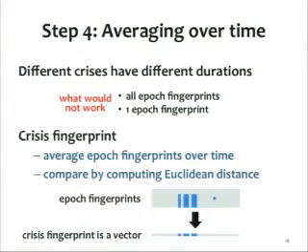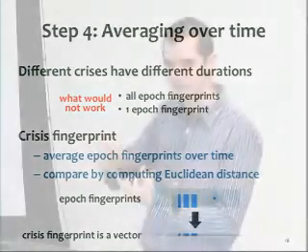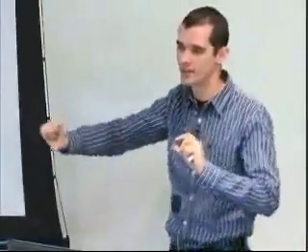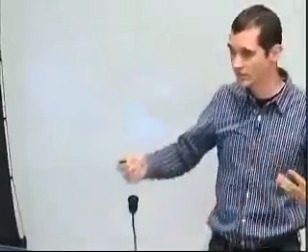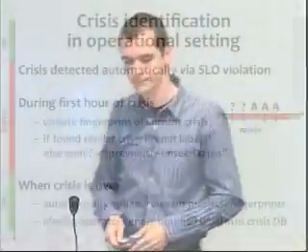Finally, the last thing we have to deal with is that different crises have different durations, so you can't directly compare the rectangles you saw on the previous slide. That's one thing that wouldn't work. The other thing that wouldn't work is just using the first epoch of the crisis, because often the crisis evolves over time, and you want to capture that information. So the simple thing we did is simply average over time. We take all the fingerprints during the crisis and create a single vector that represents that crisis, and we compare different crisis fingerprints by computing the Euclidean distance. So these are the 4 steps of how we create the fingerprints.